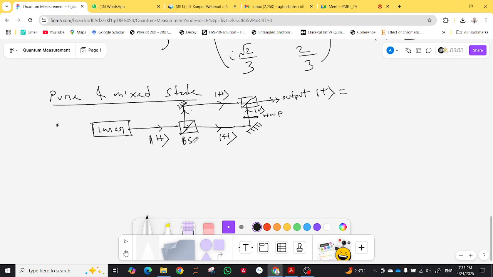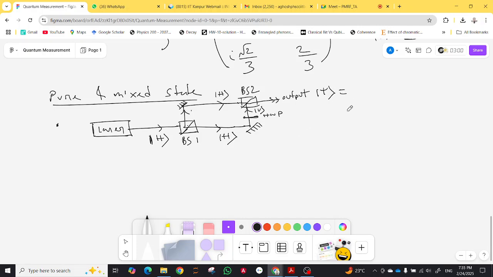So this is your beam splitter 1 and this is your beam splitter 2. The transmitted horizontally polarized photon is also reflected from this mirror, and after that you are putting a half wave plate, which converts it to a vertically polarized photon. Both of them combine in beam splitter 2, and you are seeing the output here. The output state you are denoting by psi.